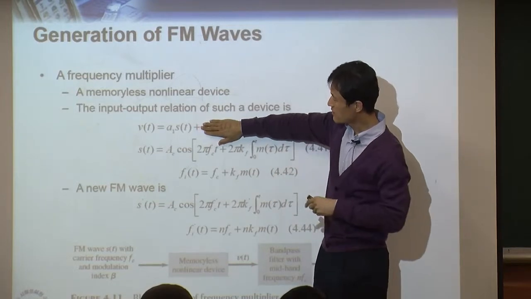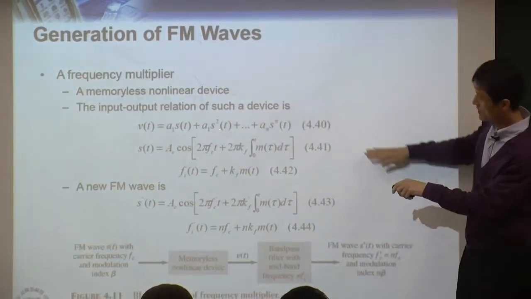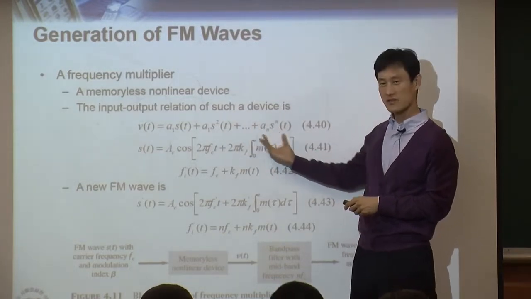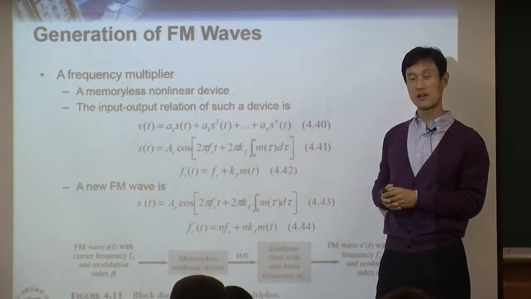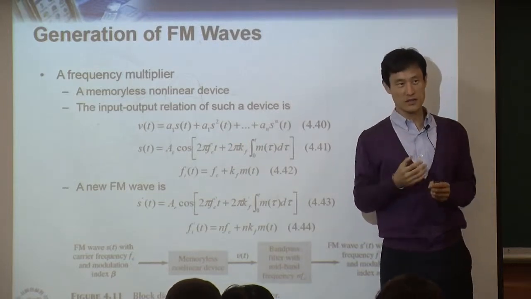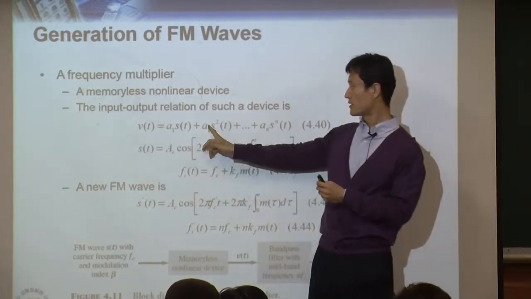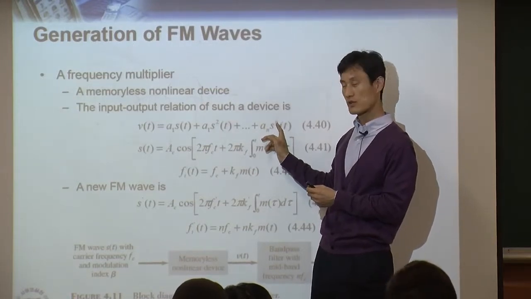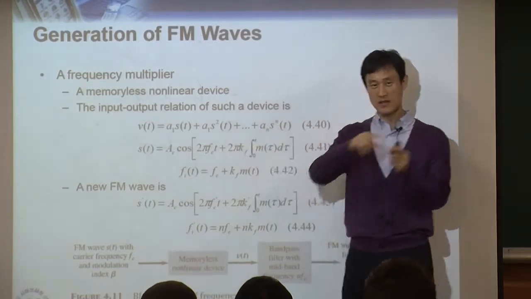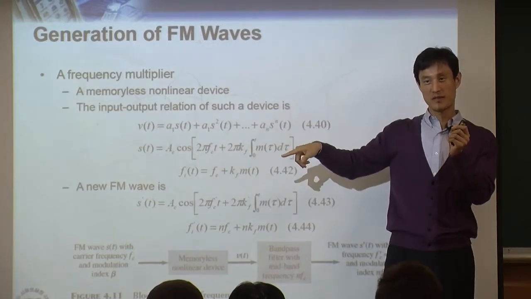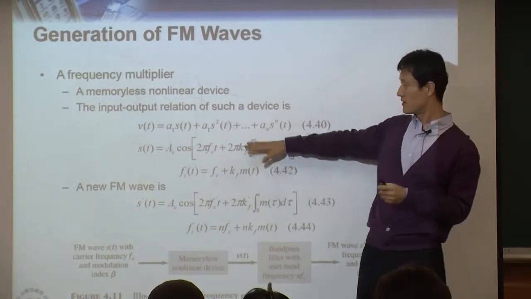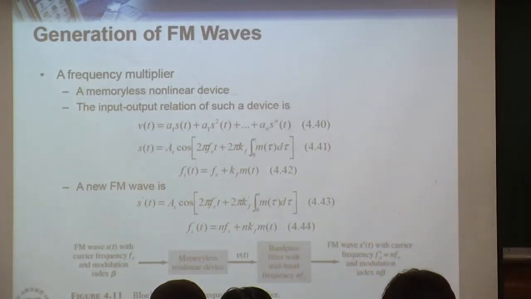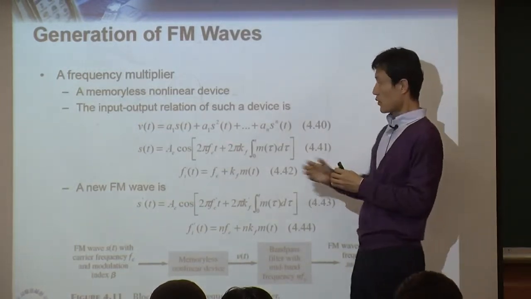But in our device, we have square, cube, and all the other components. So that's nonlinear. Think about the polynomial equation. This is like a quadratic equation. We have even s times s to the power n. So this is like a nonlinear curve, right? This is not a linear curve. So this is the device. This is the input-output relationship. So why do we need this?